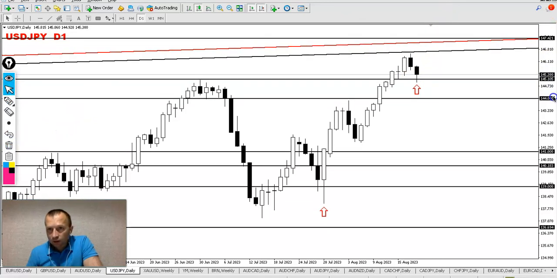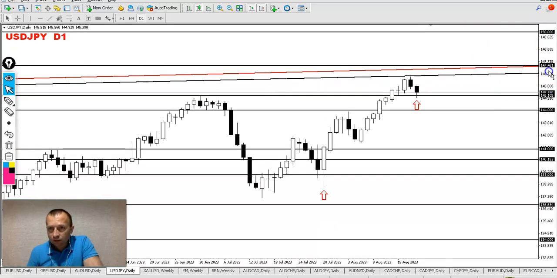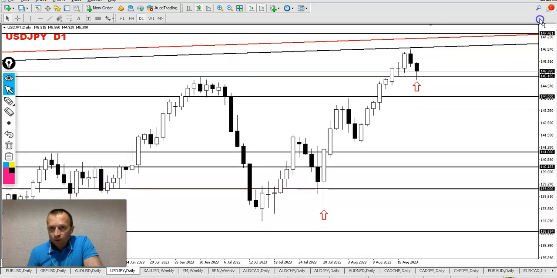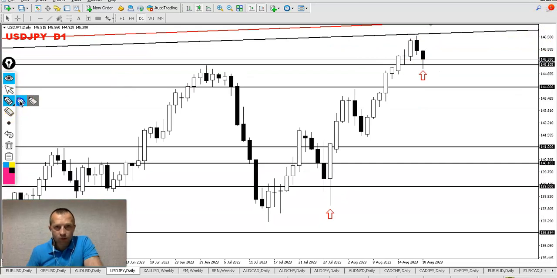What's the next target? Let me check. 147.40, let's say it's resistance, and the next one 150. On the other hand, support is here, just this zone 145, 144. I discussed this zone in my last weekly Forex analysis 2 weeks ago, and since that time you see a nice run to the upside.